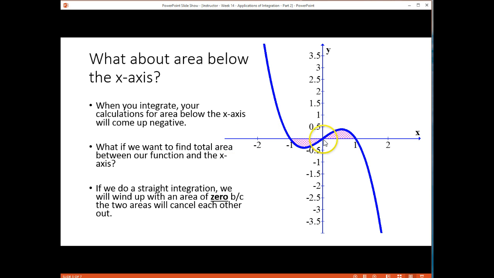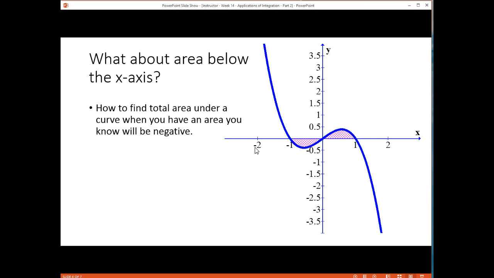Now some of you are thinking, well, why don't we just take this one on the right and double it, and that would actually work in this case because the curve is symmetrical. It may not work in every case because the curves may not be symmetrical. So how do we account for it when we don't know if the curve is symmetrical?